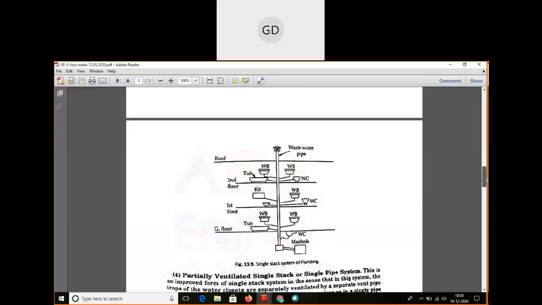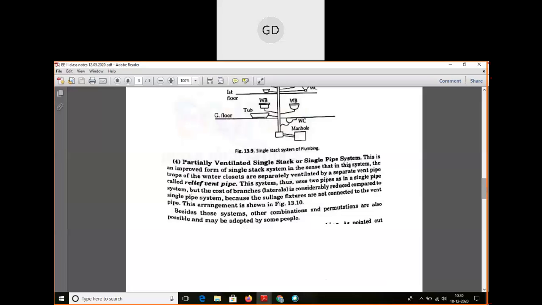Okay, so last is your partially ventilated single stack or single pipe system. So what is a partially ventilated single stack or single pipe system? It is an improvised form of a single stack system, in the sense that in this system the traps of the water closets are separately ventilated by a separate vent pipe called a relief vent pipe. From the name itself you can see it is a partially ventilated single stack or single pipe system. That means it is an improvised form of your single stack system, and here the traps, we have read in the last class what a trap is, the traps of the water closets are ventilated separately by a separate vent pipe, and that is known as your relief vent pipe.